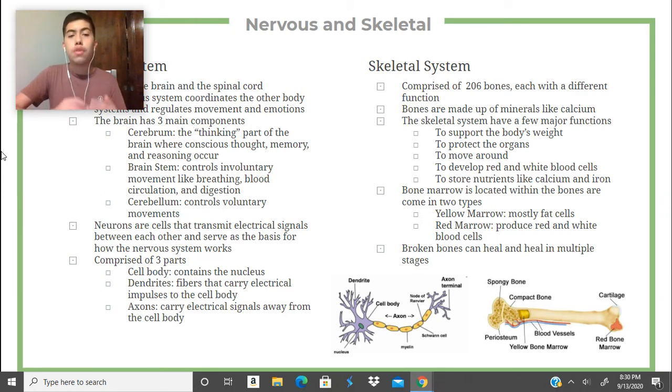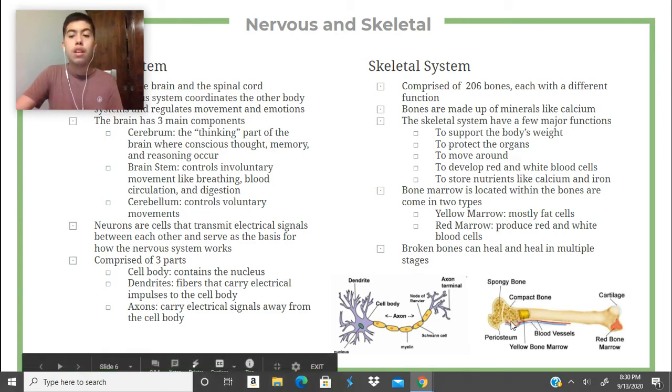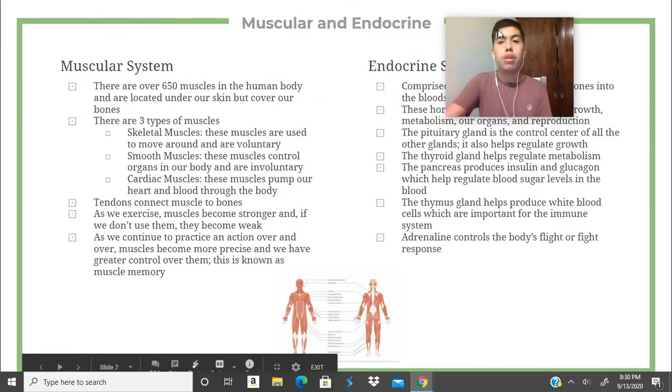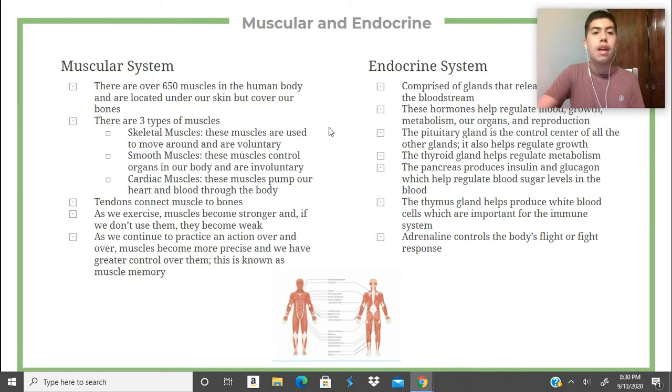And then broken bones, of course, can heal in multiple stages, and you've looked at those stages in the reading you did for the skeletal system. And then down here we have a diagram of a bone, and then you have the yellow bone marrow here and the red bone marrow there. So just remember what the red and yellow marrow are for. So now we have the muscular system.